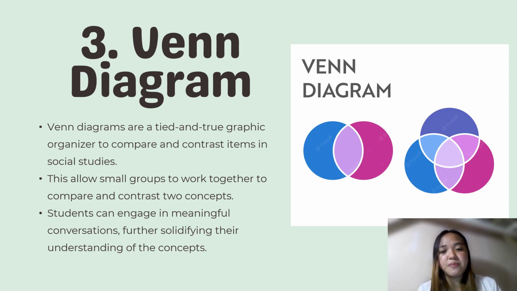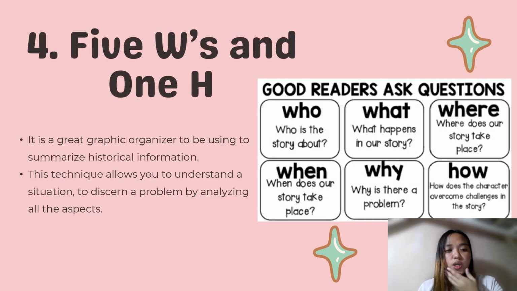Correction, it is two concepts that we differentiate in a Venn diagram. And this way, students can know what the similarities and the differences of two concepts are. So number 4 is the 5 W's and 1 H.